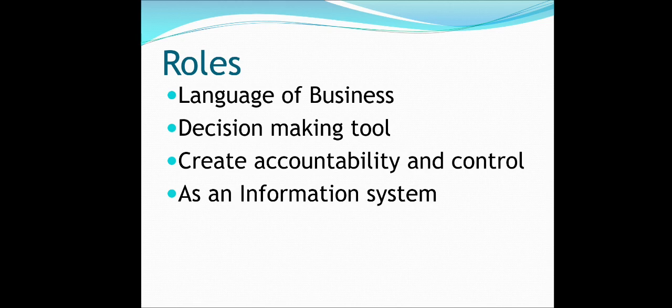A system is something that has input, process, and output. For example, our respiratory system. The input is oxygen. The process is in our lungs. And the output is the carbon dioxide. So it is a system, a respiratory system.